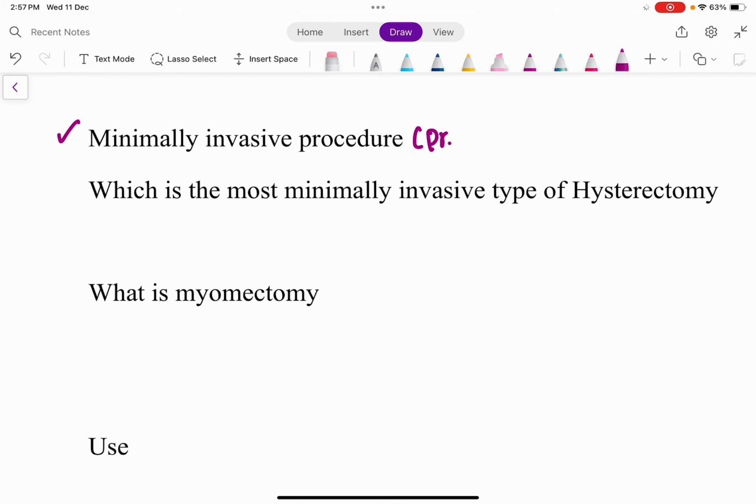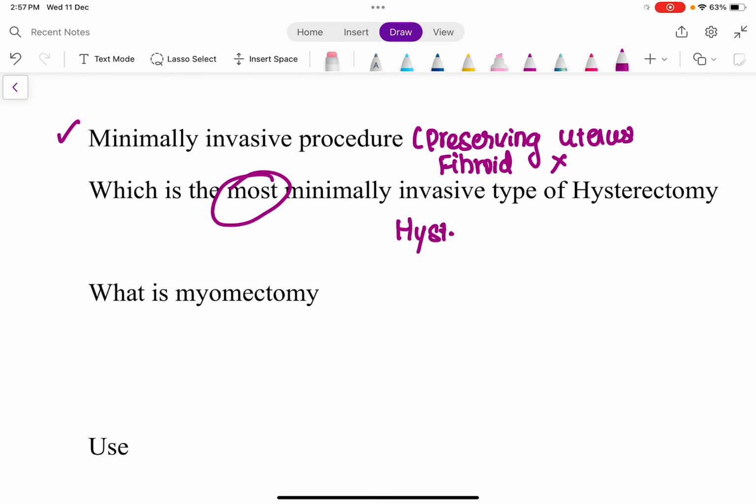Yes, because we are preserving the uterus. The uterus is actually preserved, and at the same time, the fibroid is also removed from the uterus. So now, can I ask you one more question? Which is the most minimally invasive type among the types of myomectomy I taught you now? The most minimally invasive type could be hysteroscopic myomectomy.